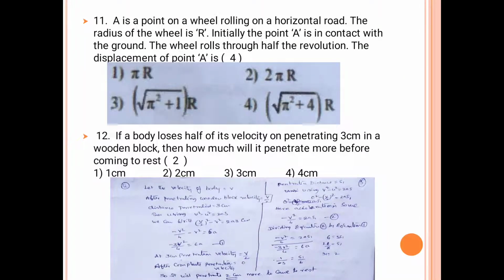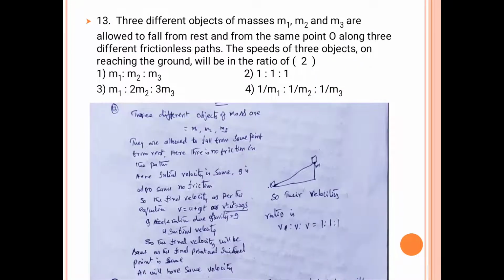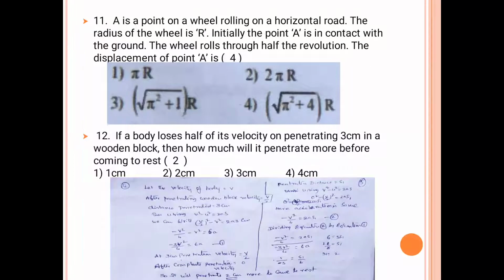Now I think you should have understood this question. So see here, the question can be asked in any way. Here the first penetration has been given like this, but they might not give this 3 centimeters. They may give the last penetration, that is 2 centimeters, and ask at which point it will lose half of its velocity. Like that also they can ask.